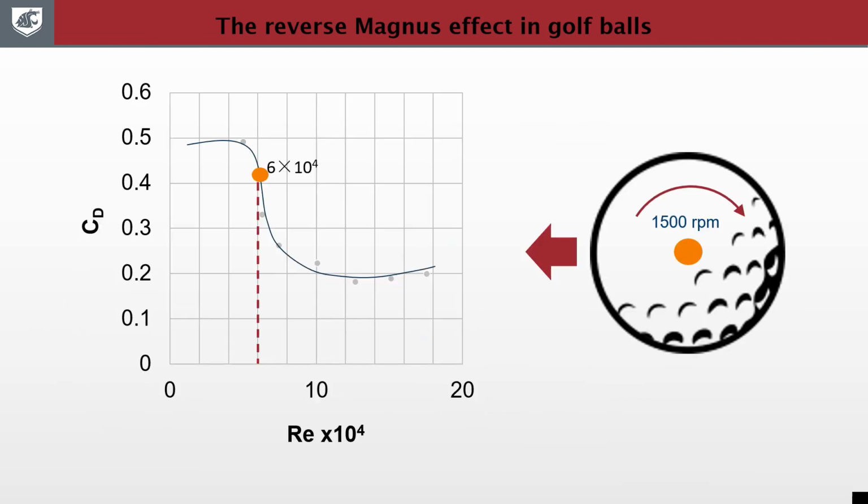As an example, consider a ball traveling at a Reynolds number of 60,000 near the middle of the drag crisis and spinning at 1500 RPM. Spin causes the local speed at the bottom of the ball to increase to 69,000 Reynolds number, where the flow is primarily turbulent, while the same spin causes the local speed at the top of the ball to decrease to 51,000 Reynolds number, where the flow is primarily laminar.